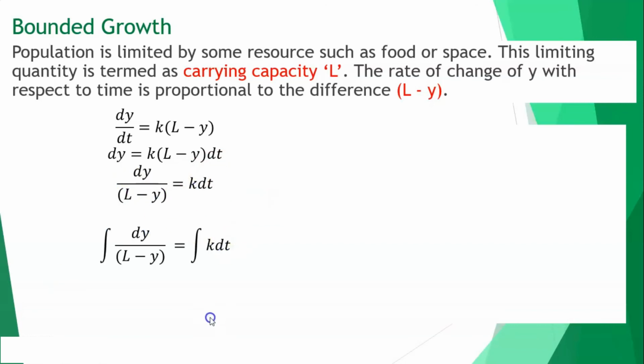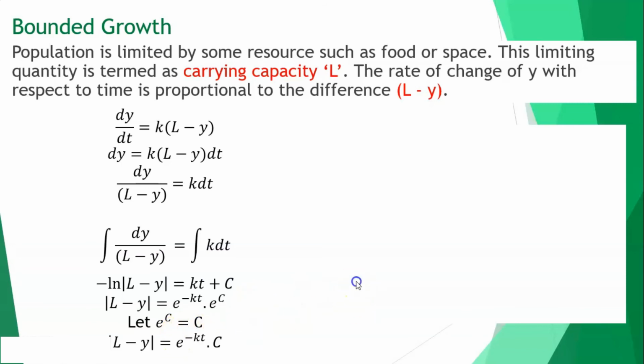Getting the integral of both sides, we will have negative ln of L minus y is equal to kt plus c. Or this would become L minus y is equal to e to the power of negative kt times e to the power of c. Now, let e to the power of c be equal to c. So, L minus y is equal to e to the power of negative kt times c.